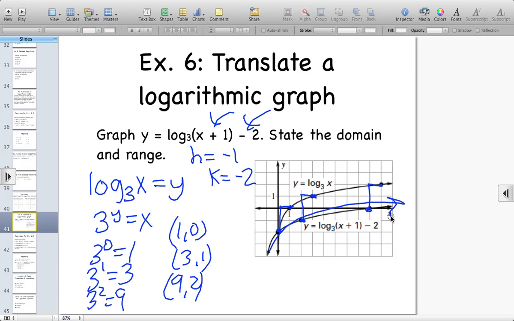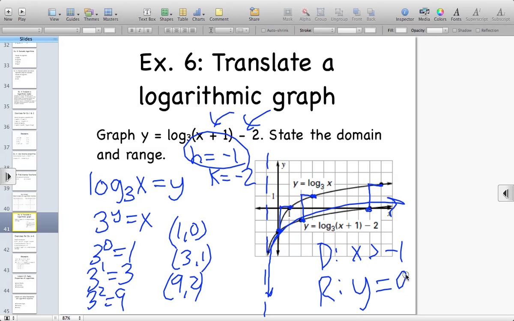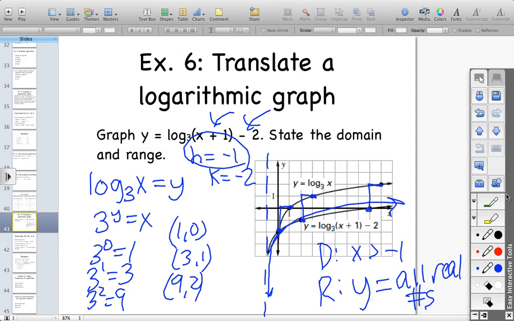I'm going to graph out the line, and as y approaches negative infinity, x is going to approach -1. So here is my new vertical asymptote. Notice it's the same thing as your h value. The domain is x greater than -1. The range is y equal to all real numbers. So you have those slight changes, very similar to what we did with the exponential functions, but switched because now we're talking about the inverses, the logarithmic functions.